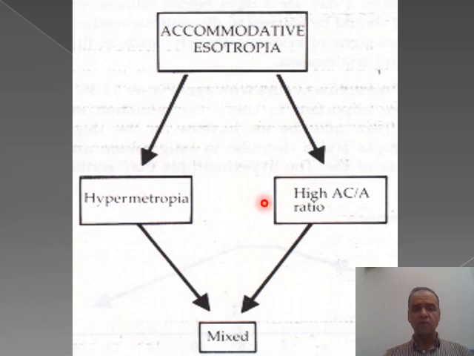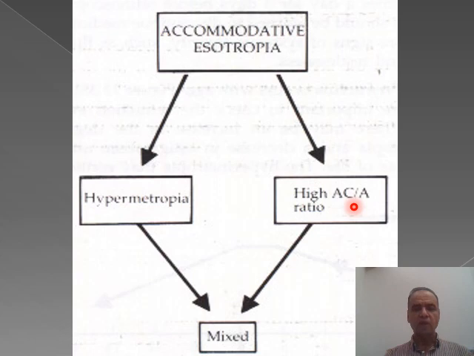The other cause for accommodative esotropia in children is a high relationship between accommodative convergence to accommodation. Instead of 1 to 4 or 5, it is 1, for example, to 8. For each 1 diopter of accommodation, there are 8 prism diopters of convergence. For this reason, the child can also present with accommodative esotropia, especially for near.